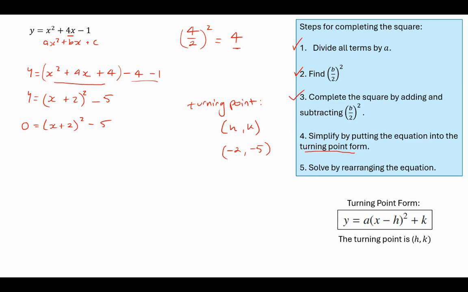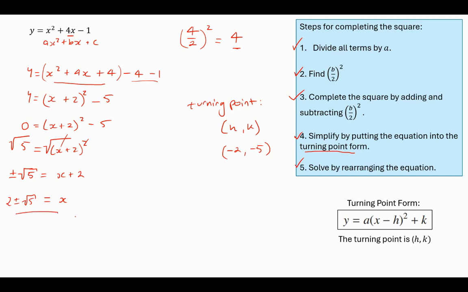Now it's just a matter of rearranging the equation. So we've done step 4, so I'll move on to 5. So we're going to put 5 onto the other side, equals x plus 2 squared. Taking the square root of both sides, it's going to cancel out the square sign. So we have x plus 2 on this side equals plus or minus the square root of 5. Remembering this plus or minus part because you need 2 answers. And so then x is equal to minus 2 plus or minus the square root of 5.